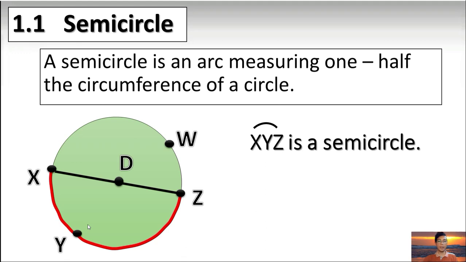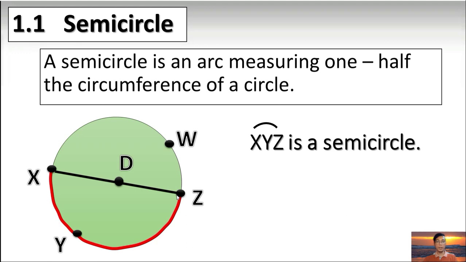Ang gagamitin na natin ay 3 letters. Gaya nung na-discuss kanina, 3 letters ang ginagamit para mas clear yung identification ng ating arc. Kasi pagka dito, pag sinabi mong arc XZ lang, kung dalawang letters lang gagamitin mo, medyo malilito ka kung si arc XZ ba ay yung nasa baba o yung nasa taas. But since tatlong letters yung ginamit, mas clear na ang tinutukoy dito na arc ay yung arc na nasa baba na to, itong naka-highlight na to. So arc XYZ is a semicircle.